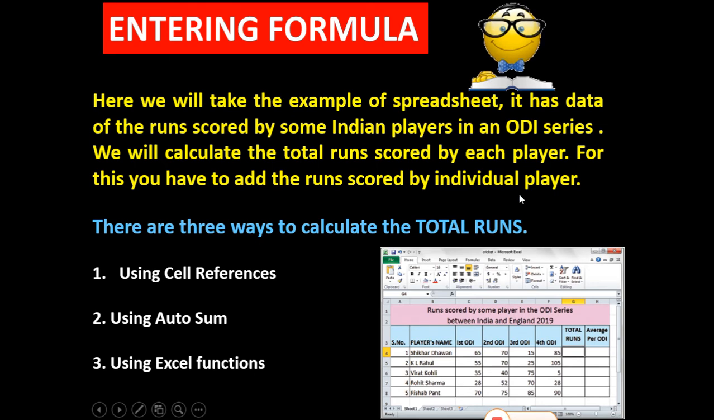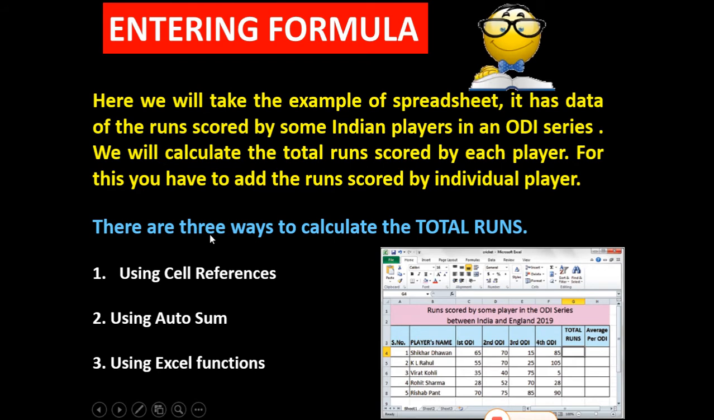Now, this is an example. It has data of the runs scored by some Indian players in an ODI series. We will calculate the total runs scored by each player. For this, you have to add the runs scored by the individual player. This one is total runs, this is for player name Shikhar Dhawan, and the cell address is G4.